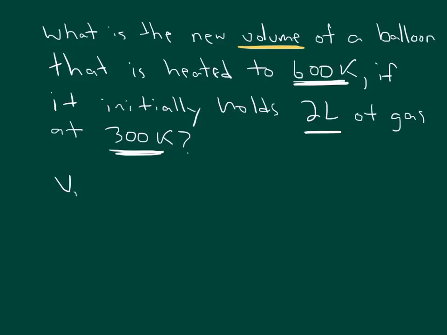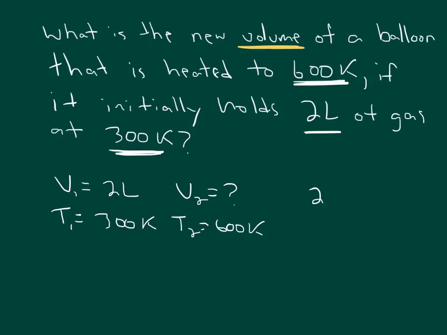So I know V1 is 2 liters. T1 is 300 K. V2 we don't know, and T2 is 600 K. So if we use Charles' Law, V1 over T1 equals V2, which is our X, over T2. And you can do this as a ratio.